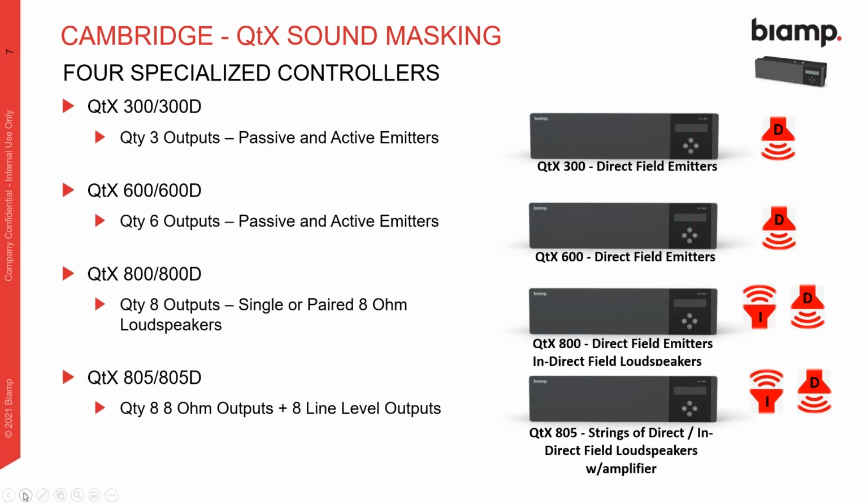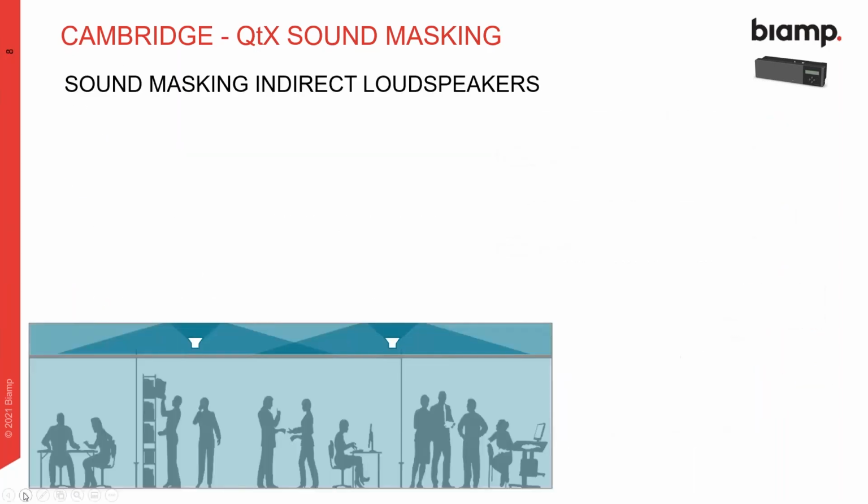So the 4 controllers allow us to do emitters, passive and active, like we've done in the past with the 300 and the 600. And with the 800 and the 805, we're able to do a granular approach and a simple approach of both direct and indirect in an 8 ohm or 70 volt fashion to give us a broad spectrum of choices to do sound masking as needed.